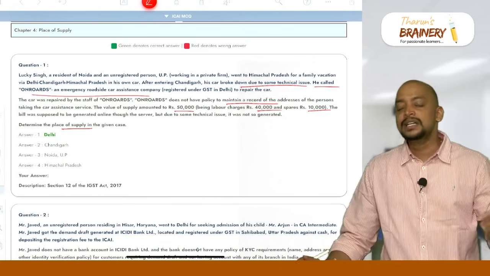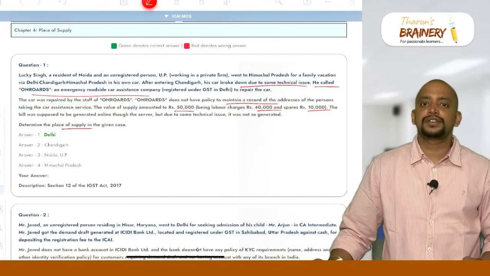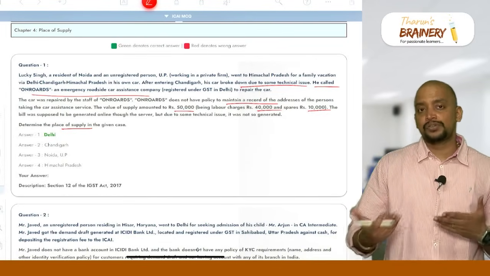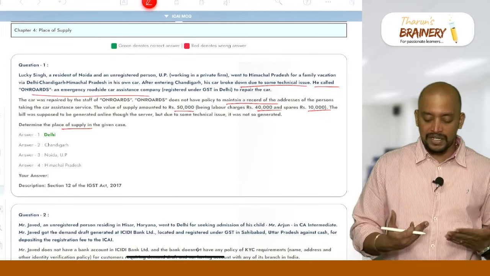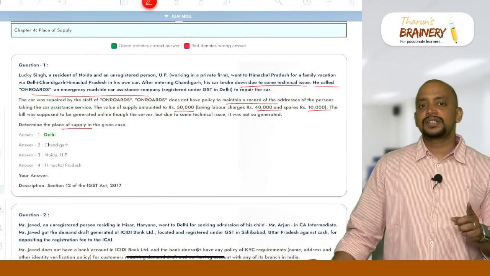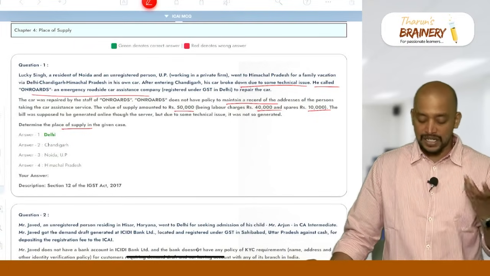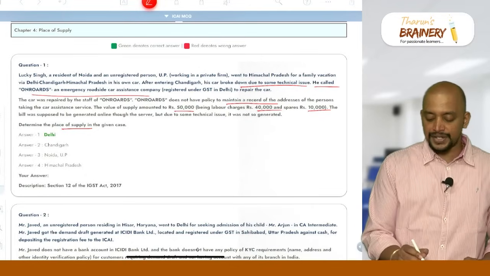What is the service? This is repair of motor vehicle. Repair of motor vehicle means performance based service in relation to goods, and it is section 12 because On Roads is located in India and even the person Lucky Singh is also located in India, so section 12. So performance based service in relation to goods, section 12, general provision. So we need to take B2B or B2C. It is B2C because he is an unregistered person.